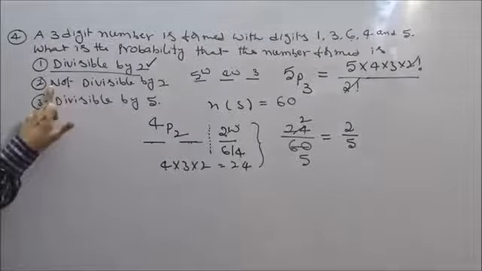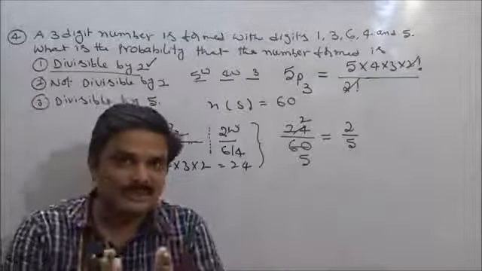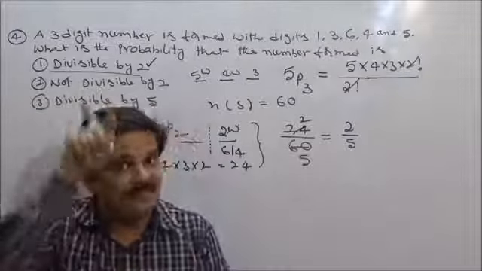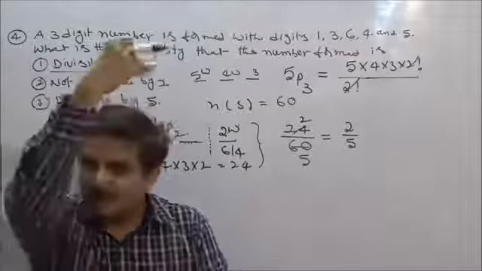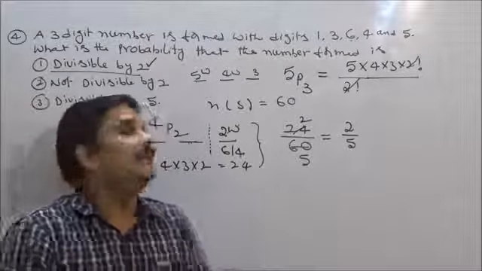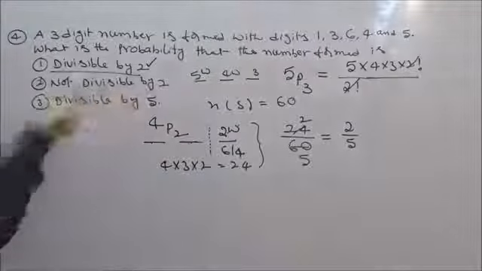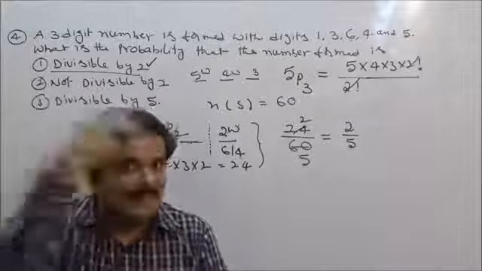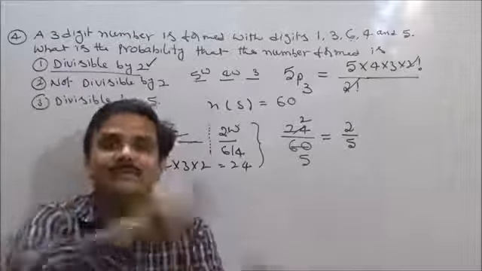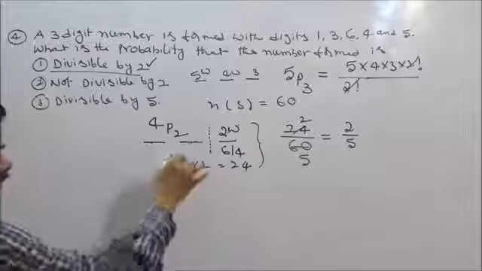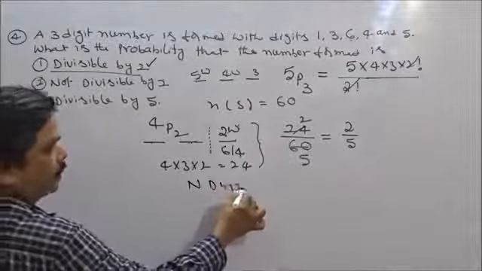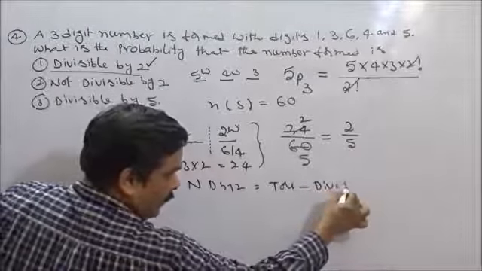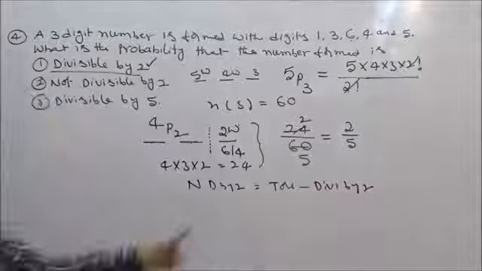Now what is the second one? Not divisible by 2. Now students, when it is not divisible by 2, you go by the complementary method. We have discussed this in the permutation combination chapter; please refer to that. Complementary means instead of going the negative way, not divisible by 2, you go for total minus divisible by 2. Total minus divisible by 2 will give you not divisible by 2. Always remember this. Alright. Now, how to take it forward?